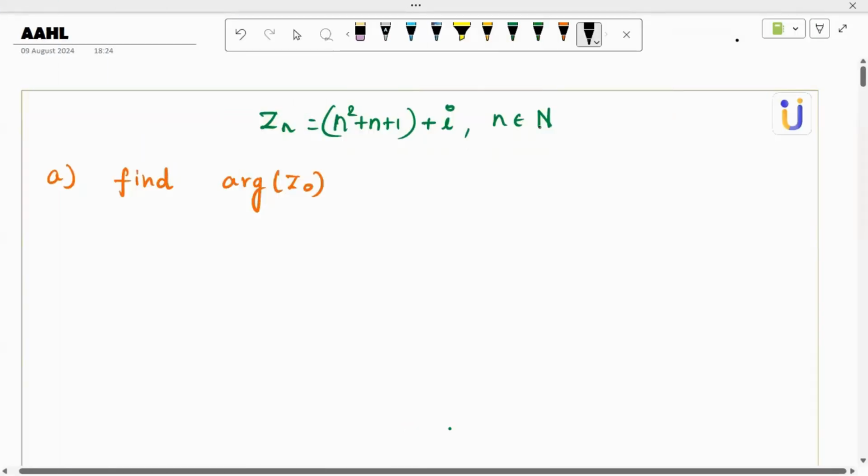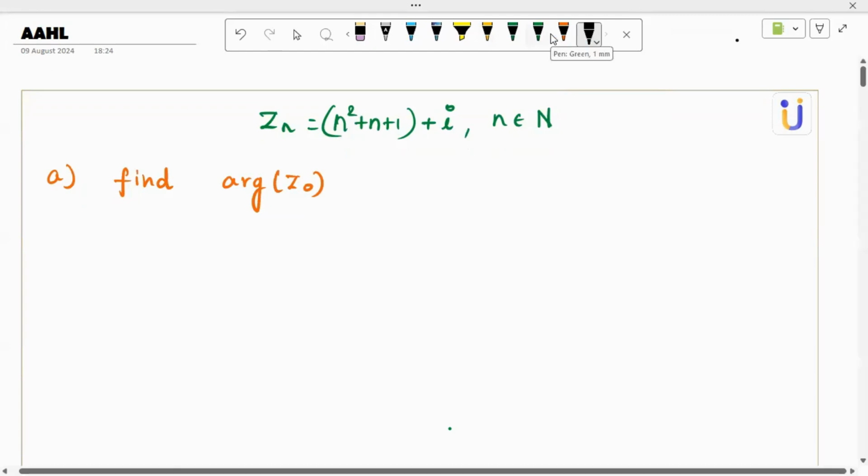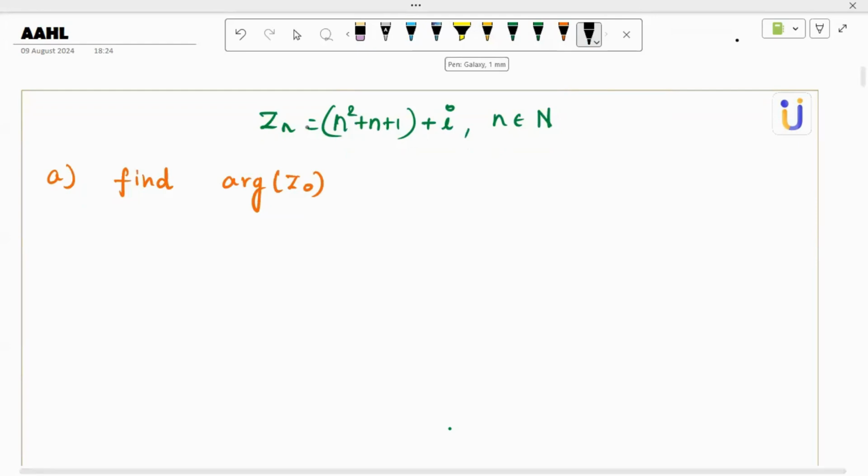Hello everyone. So we are in the last question, number 12, on this particular series. So let's get started. And this is all about complex numbers. So first, there is a complex number which is given in the form Zn equals n square plus n plus 1 plus i, and n belongs to natural numbers.